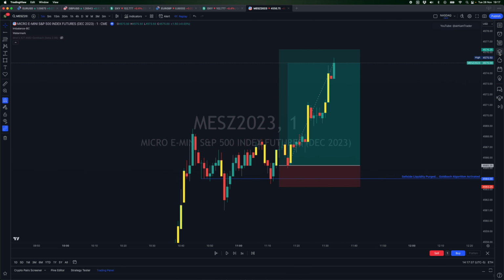For the sake of good order, I have marked up his trade. So this is his entry. This is his stop. And this is where his take profit was.